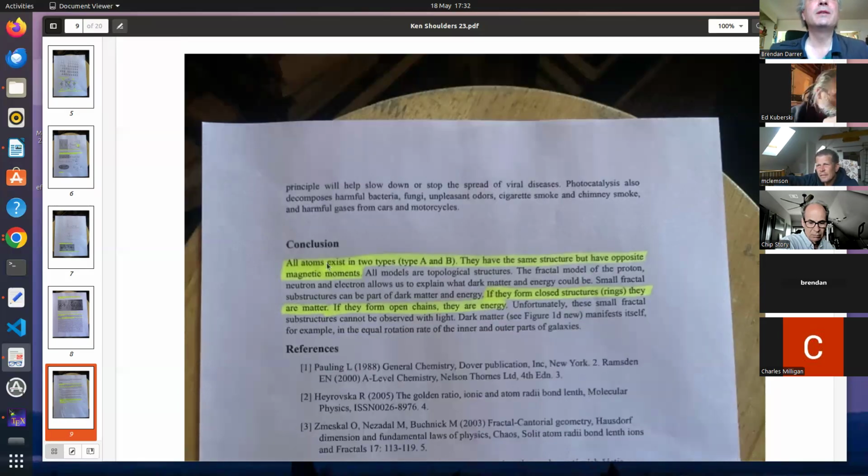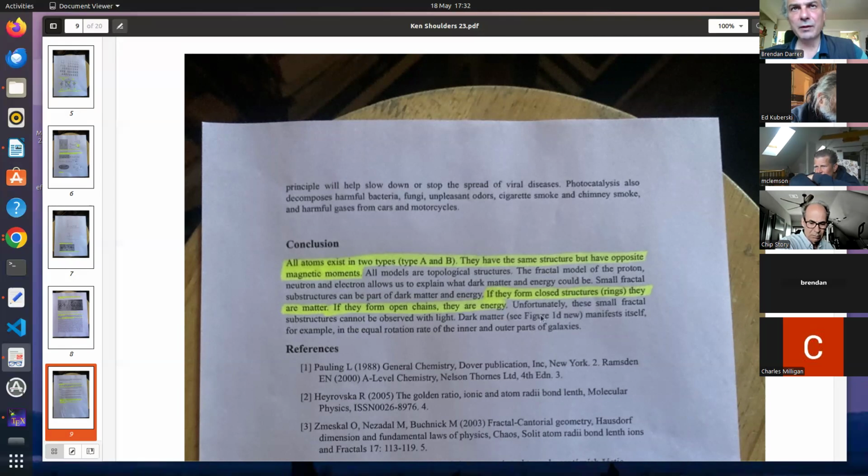Conclusion. All atoms exist in two types, type A and B. They have the same structure but have opposite magnetic moments. All models of topographical structures, the fractal model of the proton, neutron, and electron, allow us to explain what dark matter and dark energy could be. Small fractal substructures can be part of dark matter and energy. If they form closed structures, rings, they are matter. If they form open chains, they are energy.